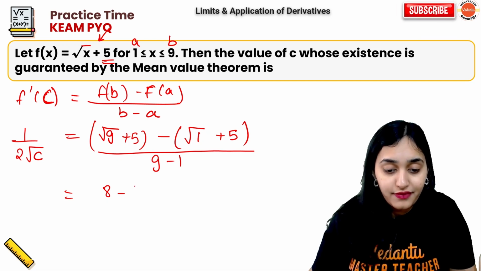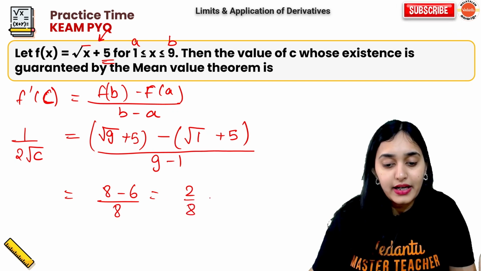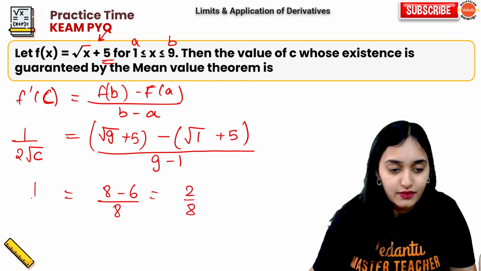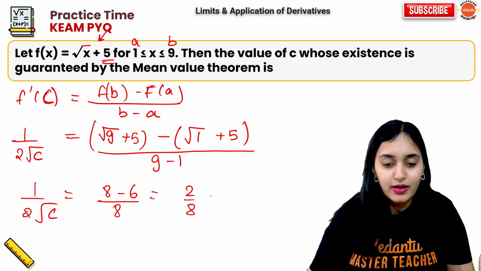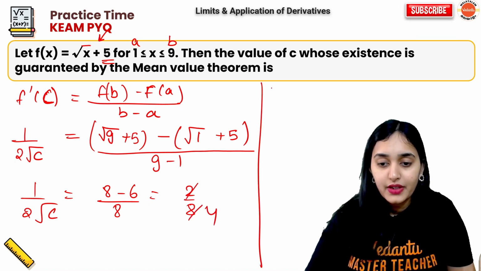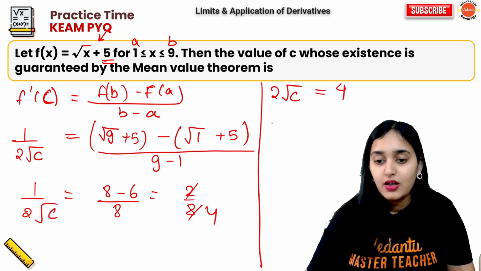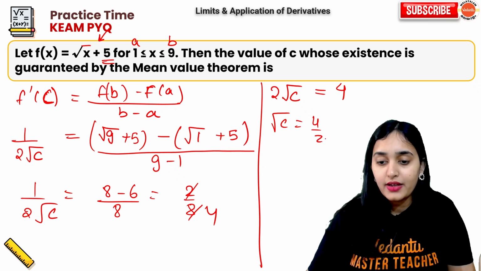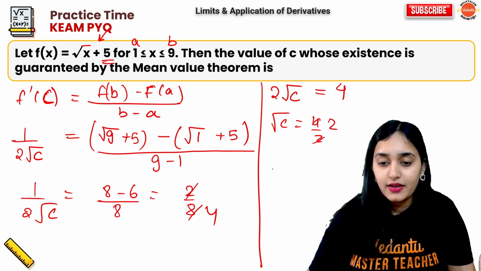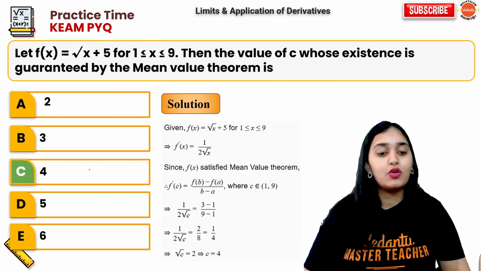1 plus 5, 6 upon 9 minus 1, 8. So this is 2 by 8. 2 by 8 is 1 by 2 root c is 2 by 8. 2 4s are 8. So we have here 2 root c is 4. So root c is 4 by 2 and c will be 2 square. So c is 4. So my answer is C is coming out to be 4.